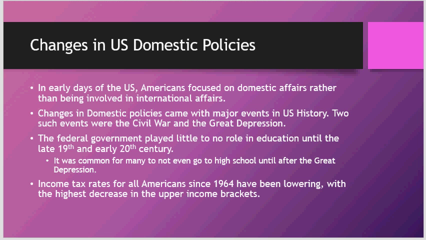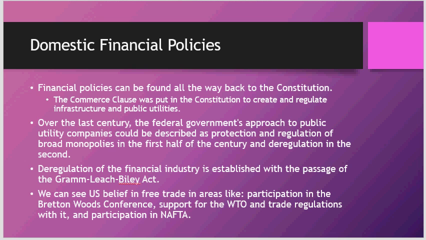Income tax rates for all Americans since 1964 have been lowering, with the highest decrease in the upper income brackets. And I know that's kind of out of nowhere, but it is an important part that I want you to understand: since 1964, the taxes have been lowering consistently, with that highest decrease for the richest people. Domestic financial policies: that last thing on taxes I probably should have put in here. I probably moved it up because it was full though.